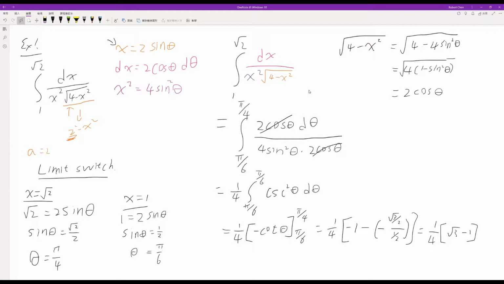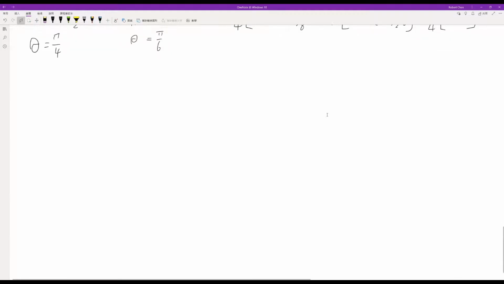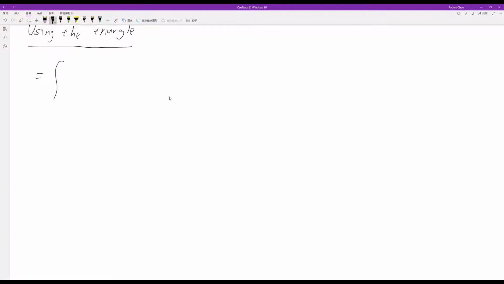This is one method, limit switching, and the other one, in my opinion, is the easier one, which is just using the triangle. Well, maybe not that easy, but it also makes sense. It depends on your personal preference on what to use. So let's look at the triangle approach. We're going to do a similar thing, but this time around, we're not going to touch the bounds. So we're still going to have the same integral after we do the u sub.